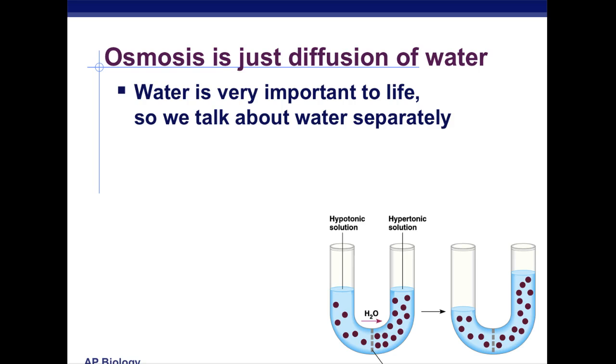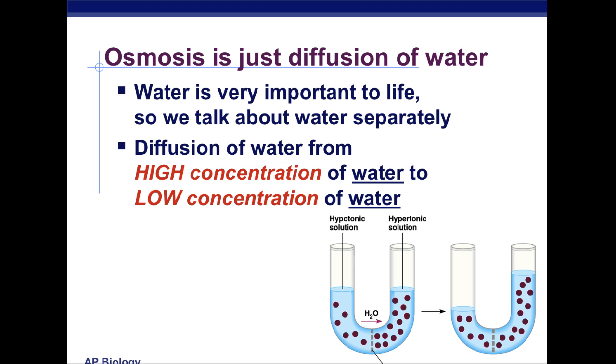It's a passive process, which means that water is going to move from an area of high concentration of water to an area of low concentration of water. And the reason why we look at osmosis, or the diffusion of water, all by itself is because water is really important to life, so we talk about it separately. So there are a couple perspectives that you can use to look at osmosis.